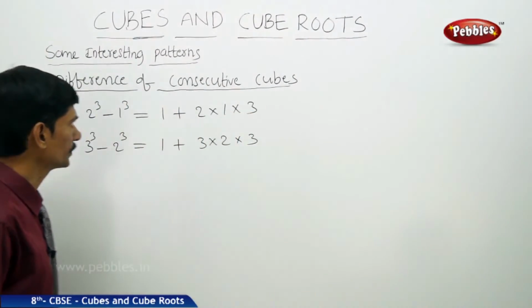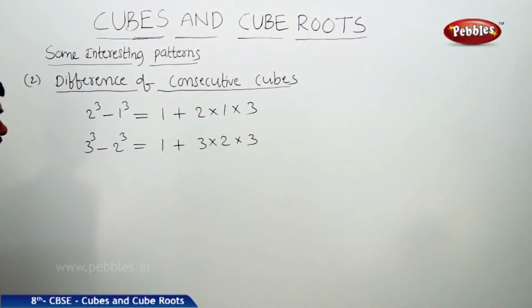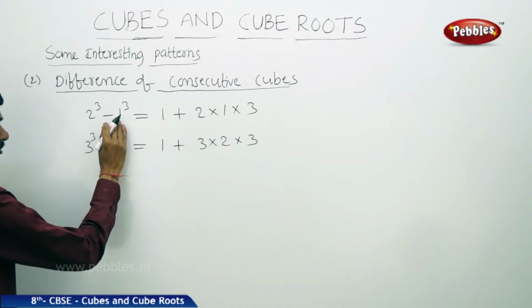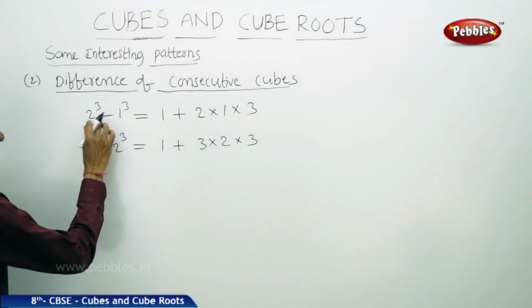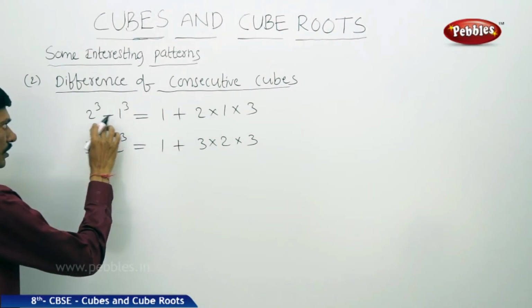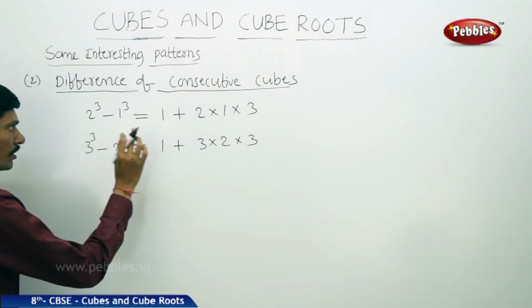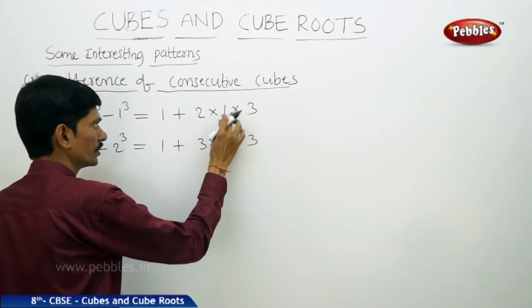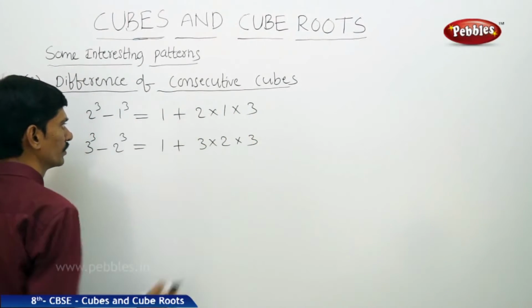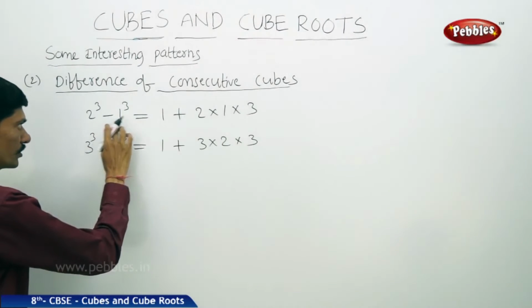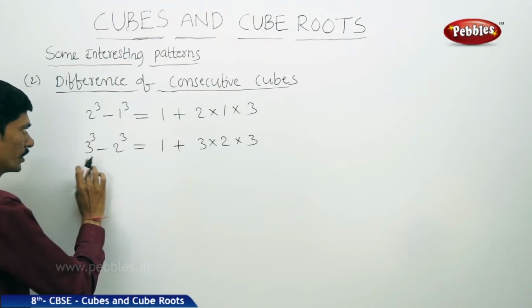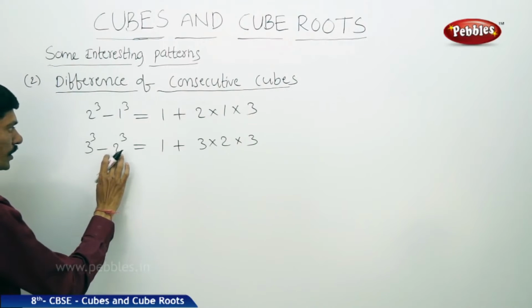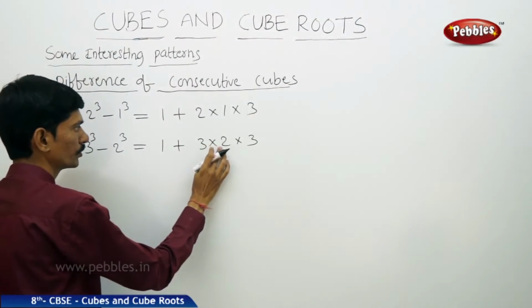Now let us take the second pattern, that is the difference of consecutive cubes. Now first you take 2 cube minus 1 cube. You know that 2 cube value is 8 minus 1 cube value is 1. 8 minus 1 is 7. Now let us check the RHS. 2 1s are 2, 2 3s are 6. 6 plus 1 is 7. So we can observe that LHS equals RHS. So we can even check in the second equation, that is 3 cube minus 2 cube equals 1 plus 3 into 2 into 3.